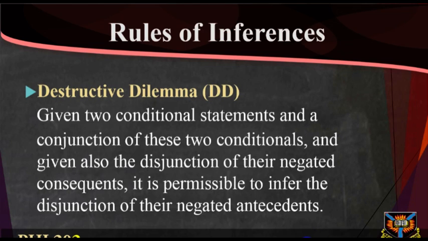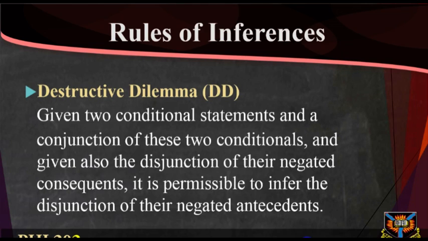Number 5. A, then not B, and C, then D and E. Not B or not D and E. Therefore, not A or not C. The conclusion of this argument follows from its premises by rule of destructive dilemma, DD.